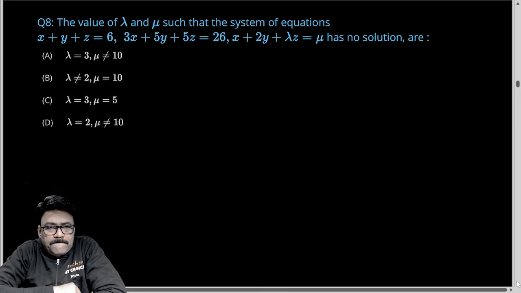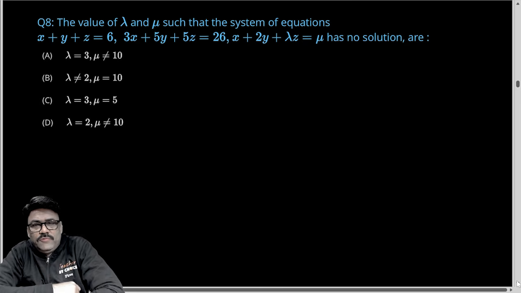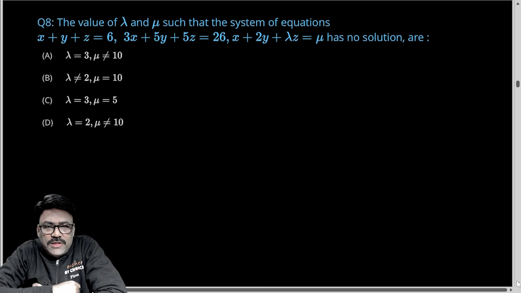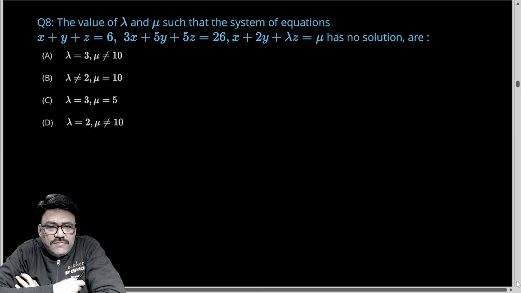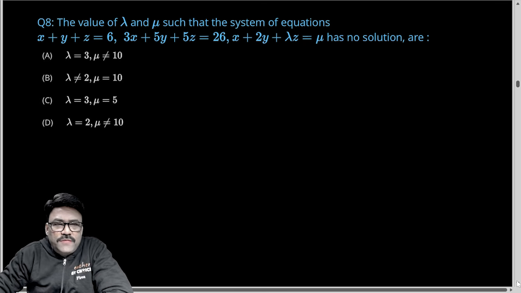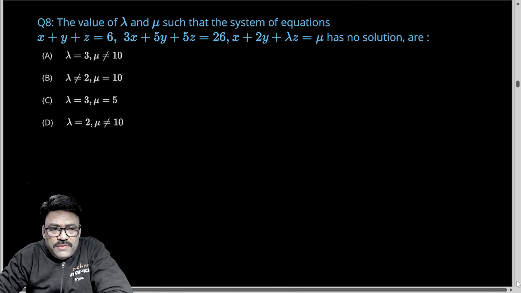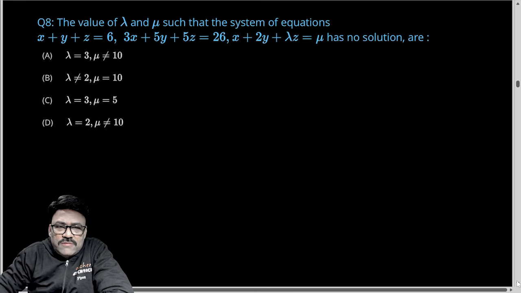Now see this question. You have to find the value of lambda for which this system, lambda and mu both, in fact, for which this system has no solution, right? So what I will do, I will convert this equation from 3 variables to 2 variables. So if I multiply the first equation by 3 and subtract it from the second equation, 3x will be cancelled. 5y minus 3y is 2y. And 5z minus 3z is 2z.